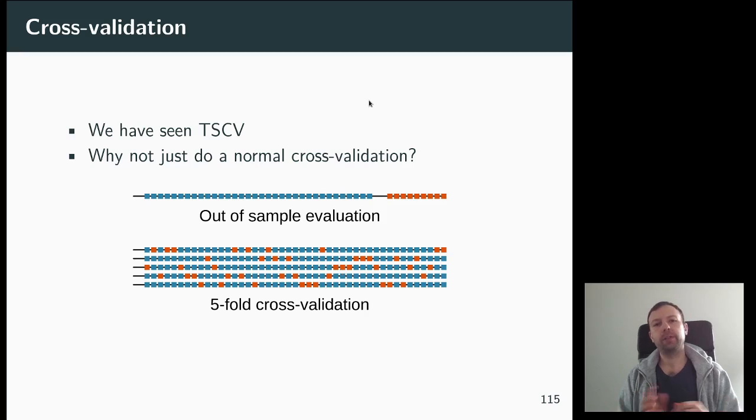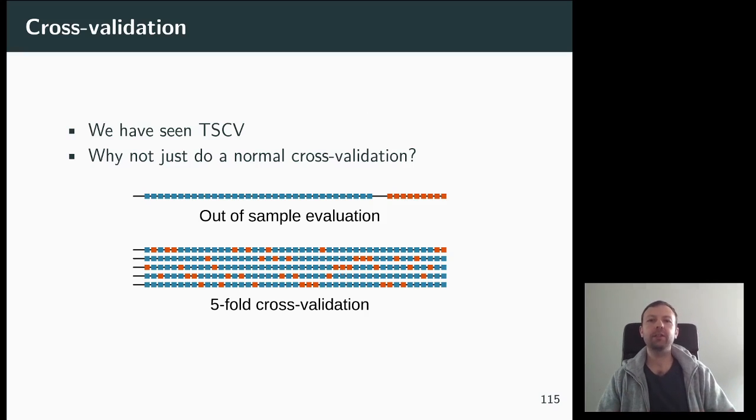Okay, so now we've seen the rolling origin evaluation. This is also called time series cross-validation. But now the question is, why don't we just do, let's say, a normal k-fold cross-validation as we know it? So that would mean that instead of just using this part from the end of the series to do your forecast, you just pick randomly data in your series and you assign them to here 5 folds, and now you train, right?